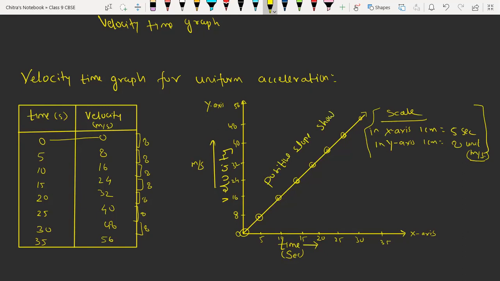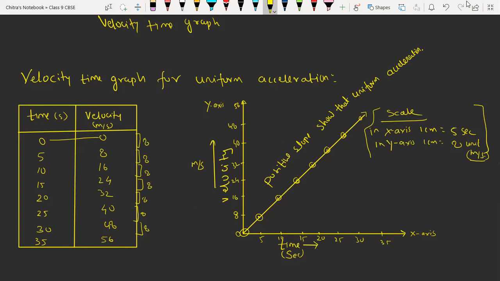Are you there, beta? Yes, sir. I'm there. Okay. So what does positive slope show? Uniform acceleration. Yes, uniform acceleration. Okay. So this is all about the velocity time graph for uniform acceleration.